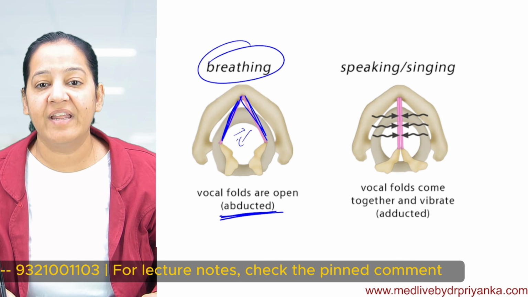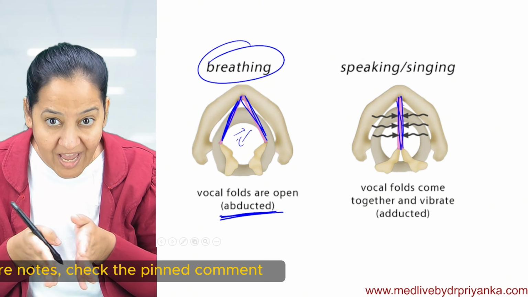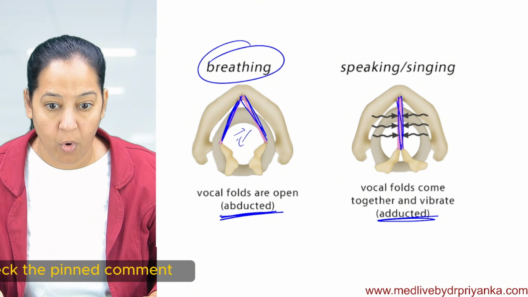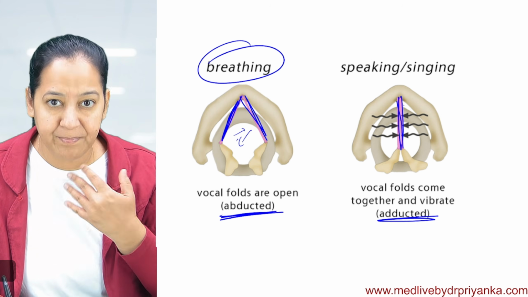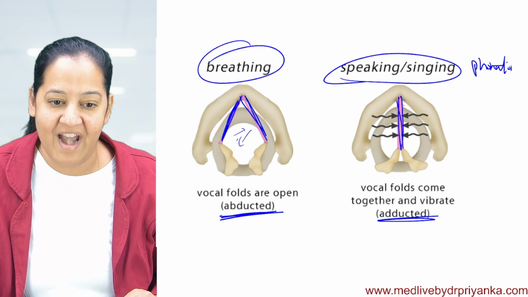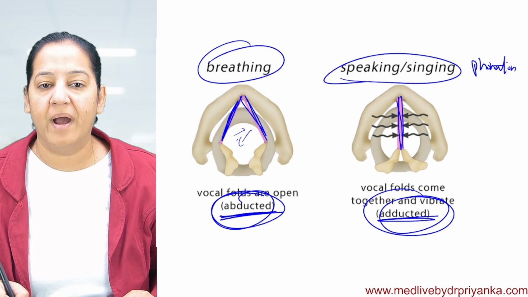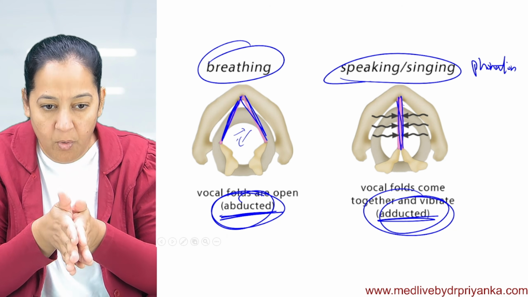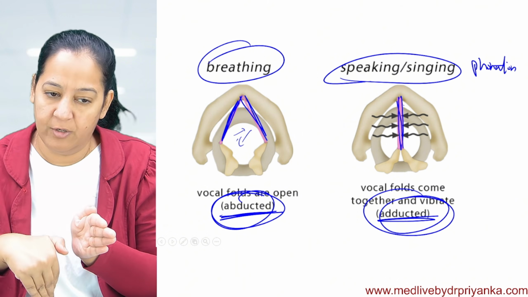Okay, so for generating the voice, we have to bring the two vocal cords close. We have to do the adduction. We have to bring them close and vibrate them so that the sound is generated. So while speaking or singing, known as phonation, adduction is required. So tell me when abduction is required, when adduction is required. Abduction, okay, when you want the vocal cords to be far away at the time of respiration, breathing, so that the air can go in and come out.